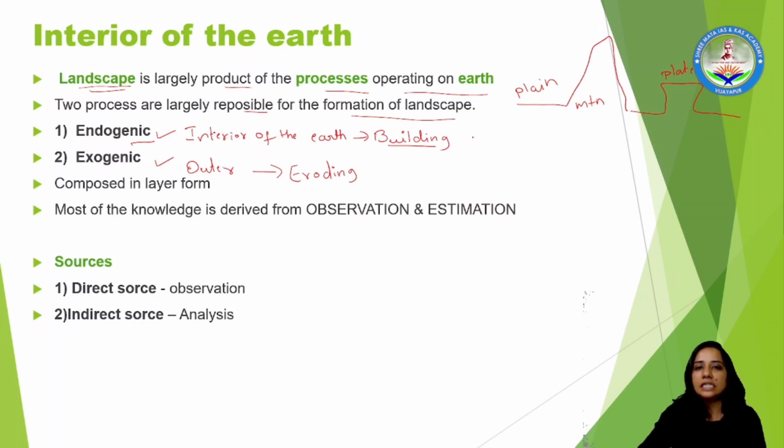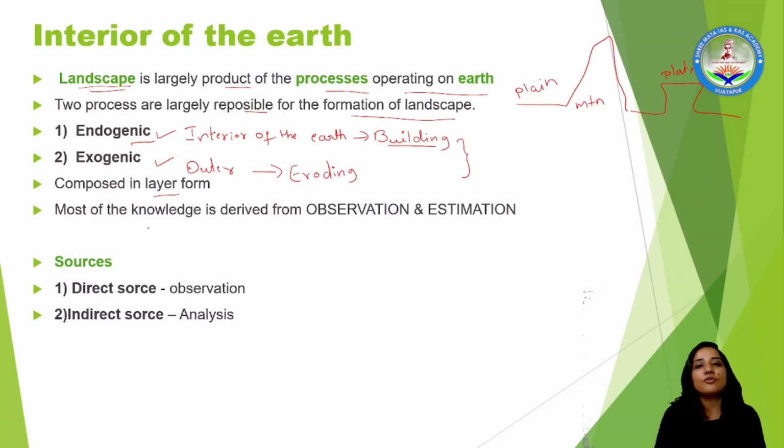It means it is a continuous process. It does not stop anywhere, and it has been happening for millions of years. Both of the processes are operating together to form different kinds of landforms, and also to erode the landforms already formed by the endogenic processes. And coming to the interior part of the earth, the earth is composed of layers. It means the materials present in the interior part of the earth are in layer format.